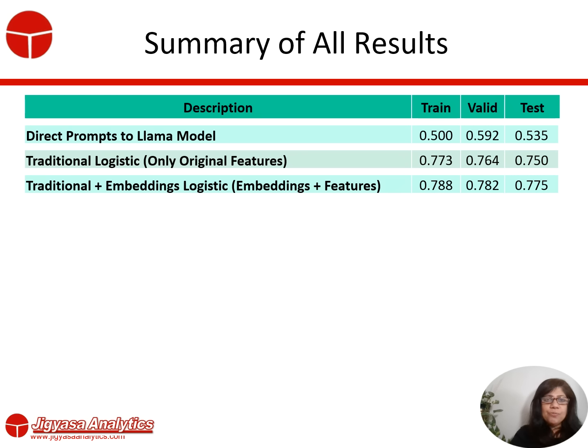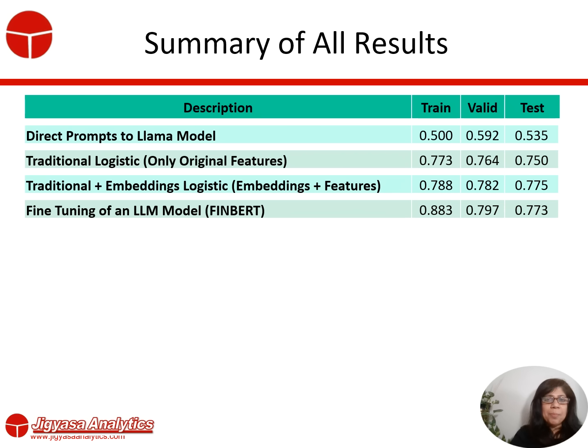We also tried to fine-tune a more specialized LLM model, which is the FinBERT model, and found that such fine-tuning significantly increased our AUCs. So the top performing models for our earlier experiments were the fine-tuned LLM, which is shown on the fourth row, and the traditional plus embeddings logistic model, which is shown on the third row in this table.